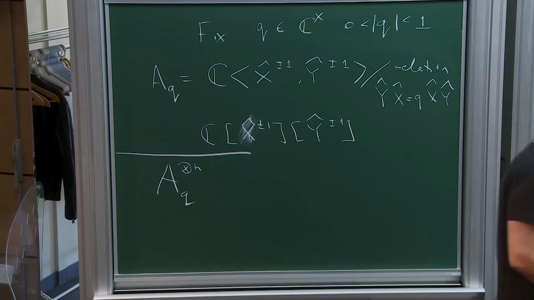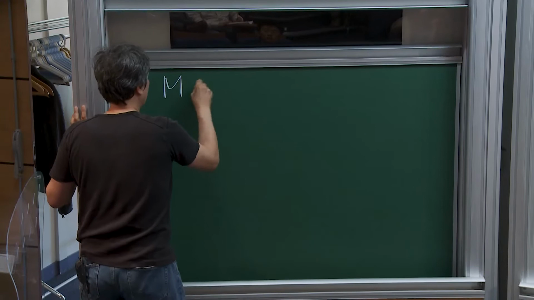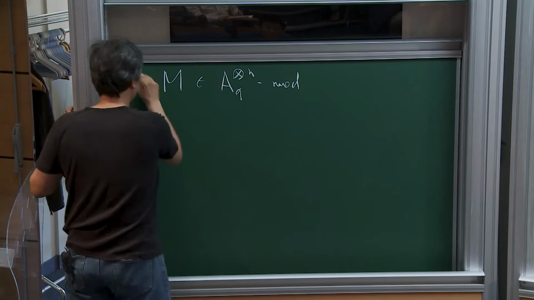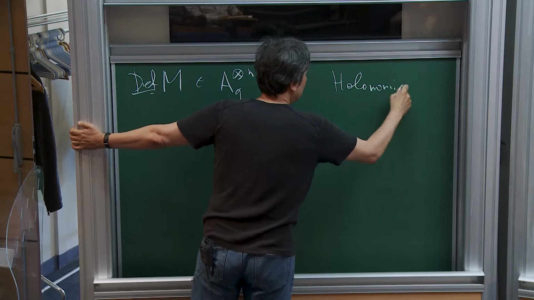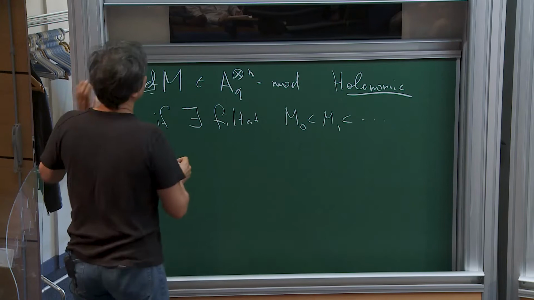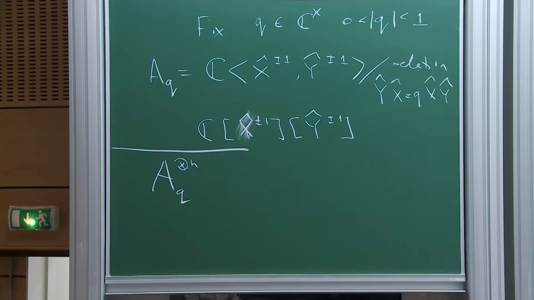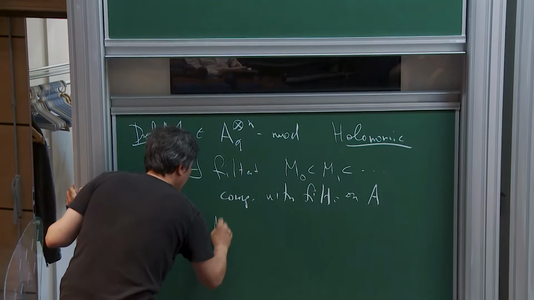So for such an algebra, like for differential operators, one can speak about holonomic modules. Maybe I can say in general what a holonomic module is. An A_q to the power n module M is called holonomic if there exists a filtration M_0, M_1 and so on, compatible with the natural filtration on the algebra, where x, x inverse, y, y inverse have degree 1, and such that the dimension of M_n is O of n to the power n.